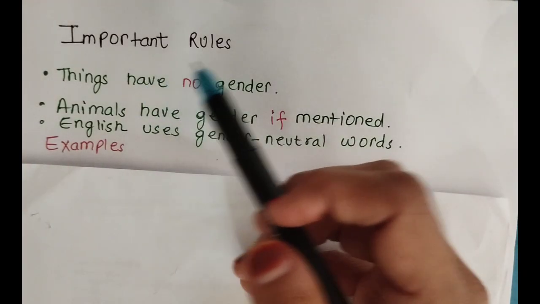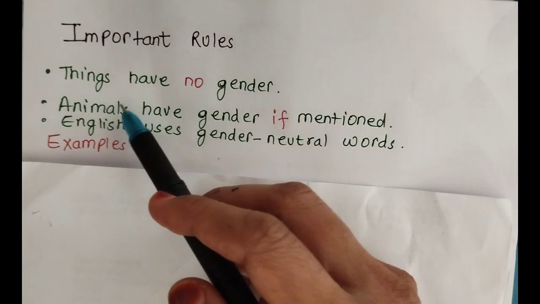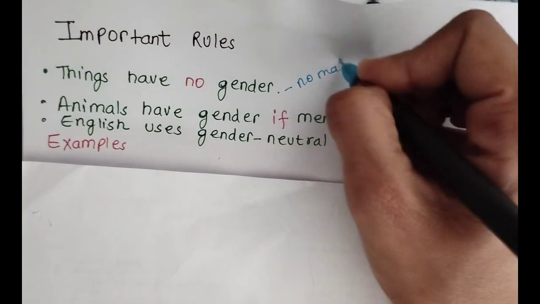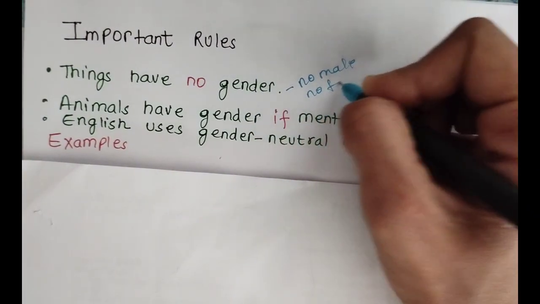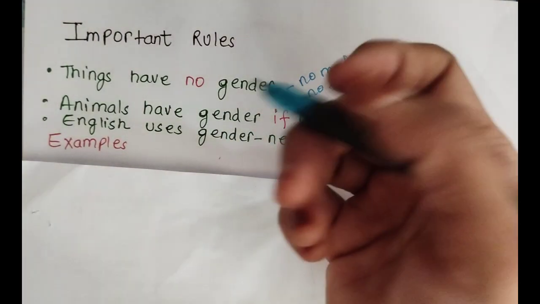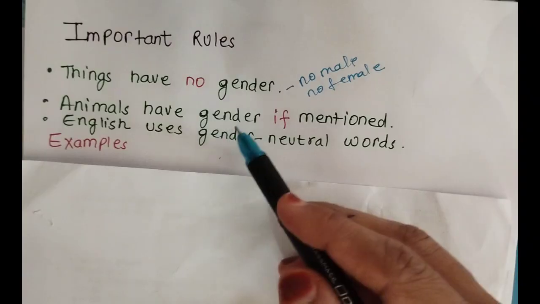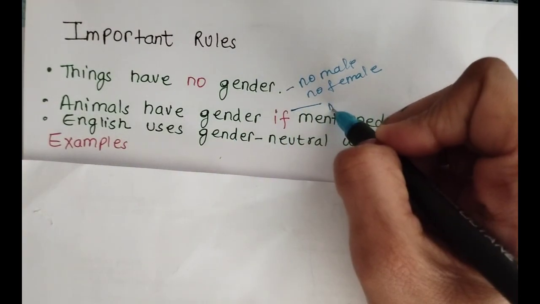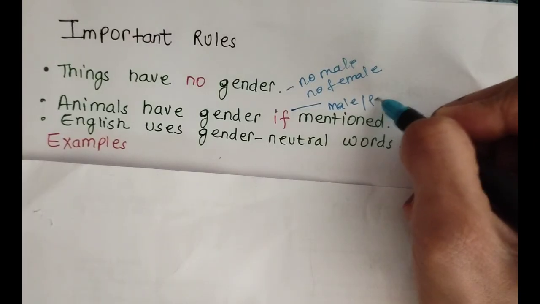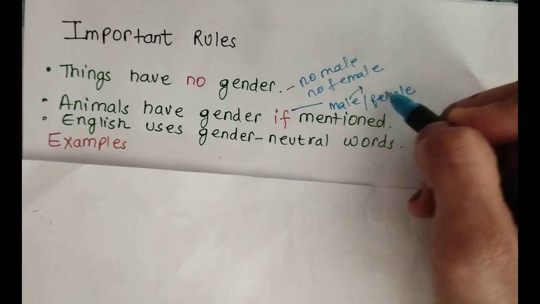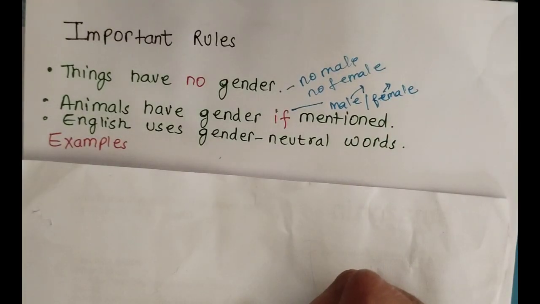There are some important rules of gender. Things have no gender. That means no male and no female. That is, it's a neuter gender. No means neuter gender. Animals have genders if mentioned. If we mention that it's a male or female, then only we are able to identify whether it's a masculine gender or a feminine gender, right?